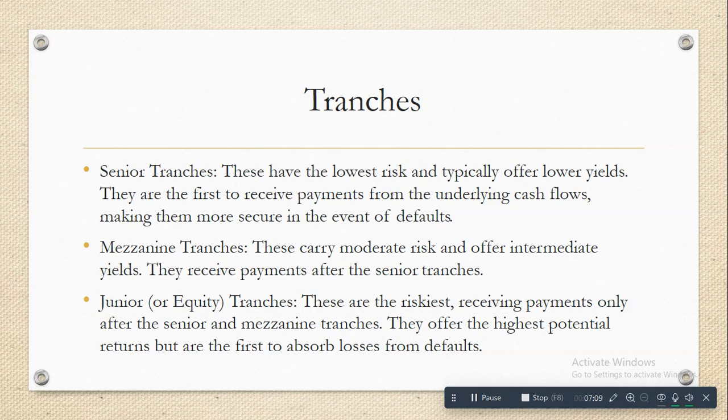Mezzanine tranche. These carry moderate risk and offer intermediate yields. They receive payments after the senior tranche. So again, coming back to the pizza example, these are those slices which are bigger than the senior tranche slices, and they also have a kind of guarantee that you will get to eat it. But the condition is that once the senior tranche, the people who will be getting the smaller pieces, have completed eating their slices, then only you will get to eat your slices. So here you are getting a bigger chunk of the pizza, but you have to wait a little bit.